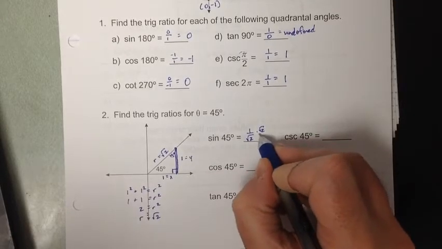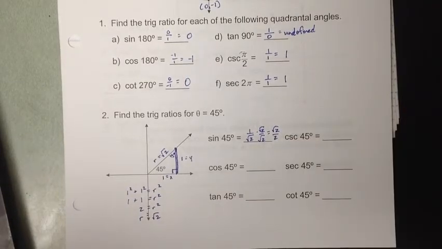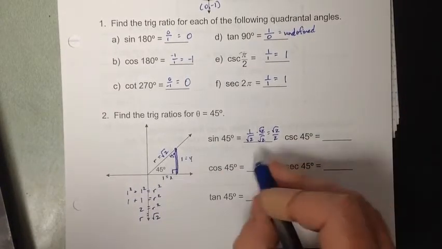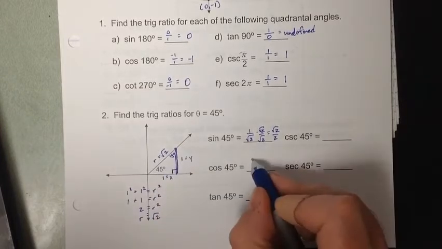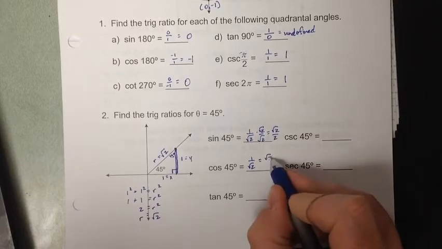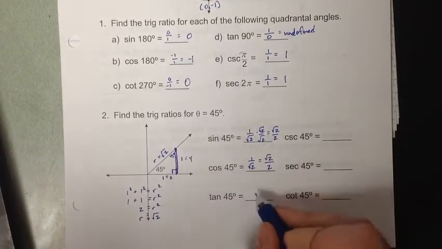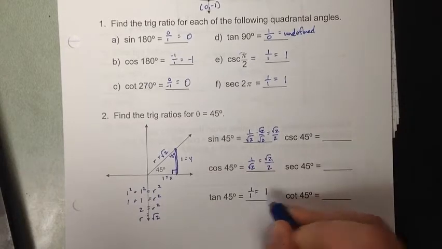So sine is y over r, 1 over root 2. We're going to rationalize that. We get root 2 over 2. Cosine, same thing. x over r, 1 over root 2. When I rationalize that, I'm going to end up at the same place, root 2 over 2. Tangent, y over x. 1 over 1 is 1.